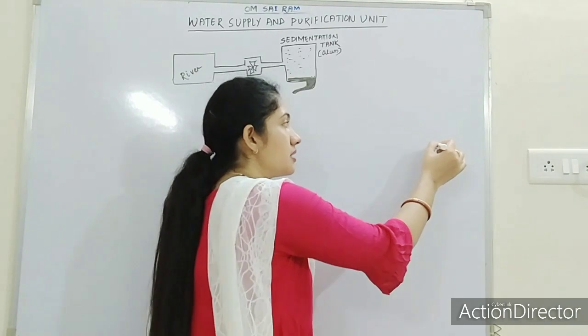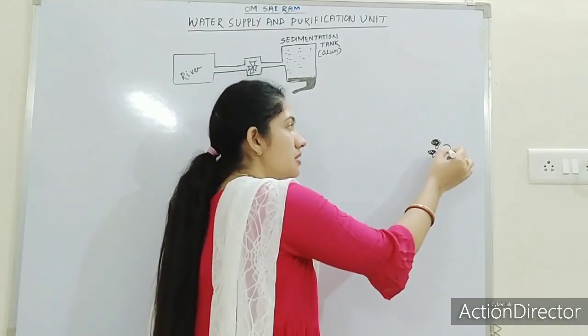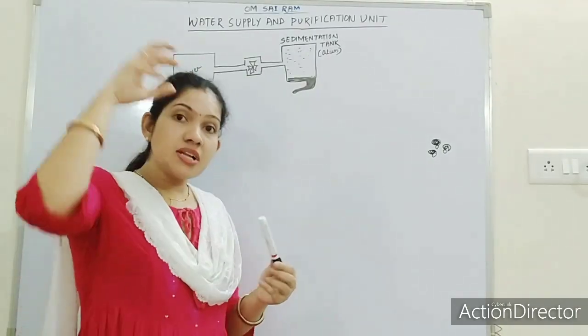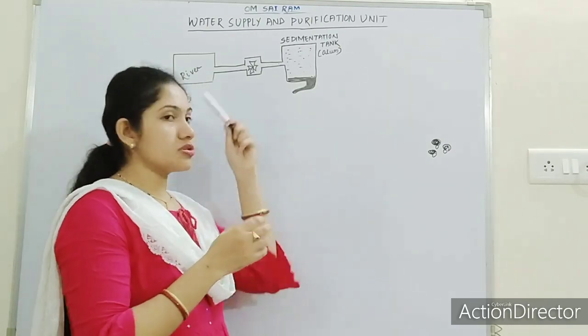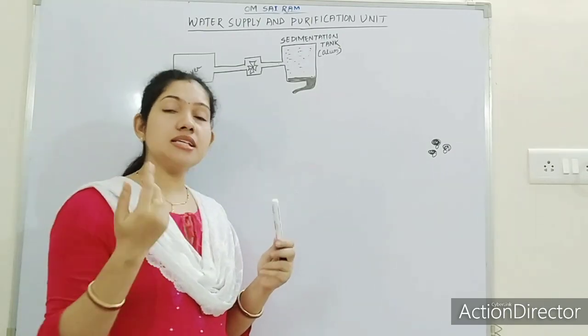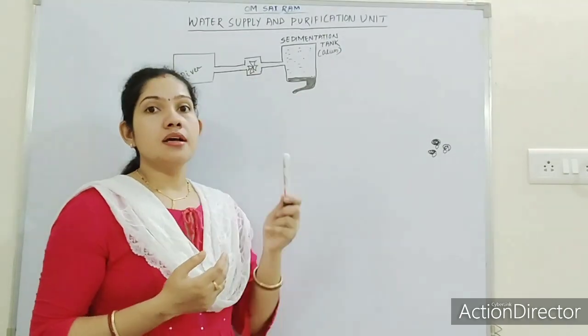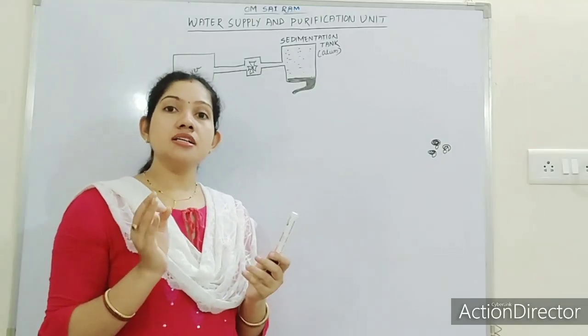If alum combines with the mud particles, it will make them heavier, so that they settle down very quickly. Got it? This is the process by which they increase the rate of sedimentation. They use one chemical, that is alum, or in general we call it fitkiri.